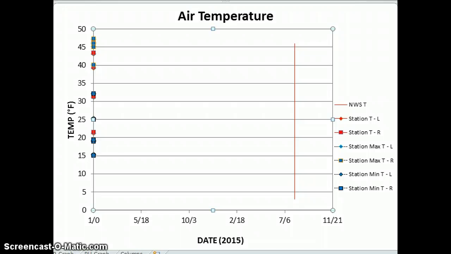This is my air temperature chart. It's kind of hard to see due to the fact that it looks like some overlapping has been involved with the data from the National Weather Station and my observations as well.